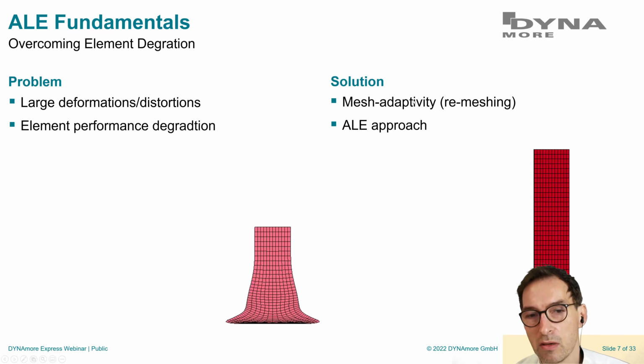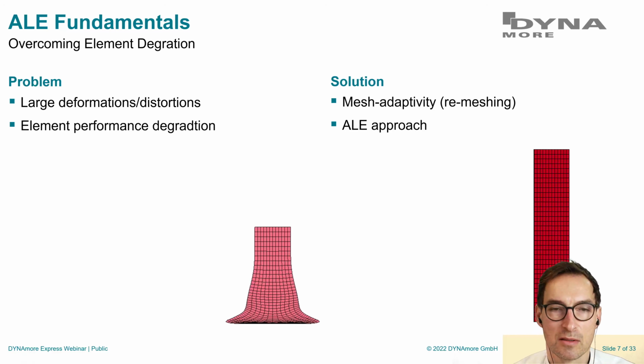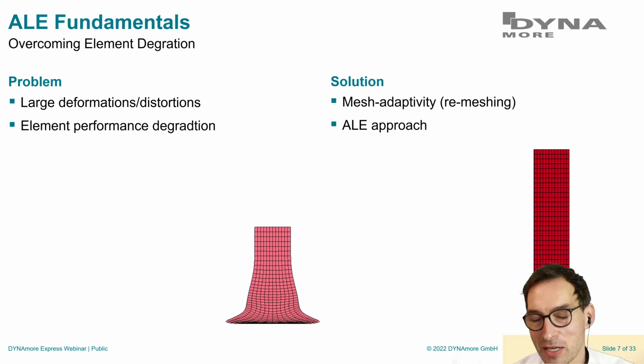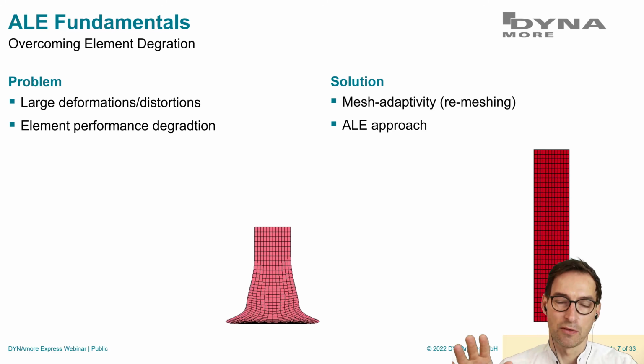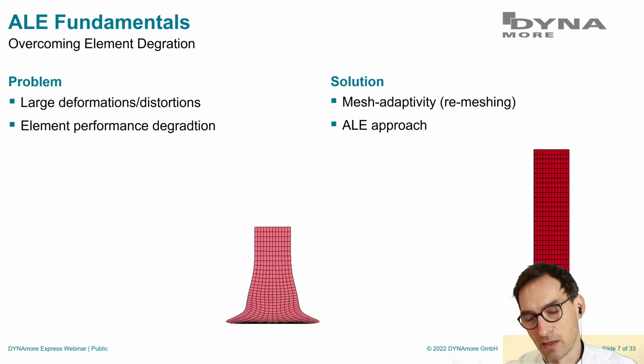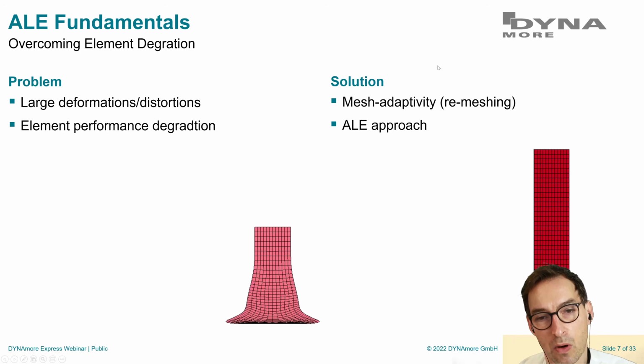One solution might be, if we have highly distorted meshes or elements, we can just do a remeshing step. So then we recreate a mesh, trying to generate elements which are following the deformed structure, but having less degenerated elements, considering each element. Or the other approach is the so-called ALE method.